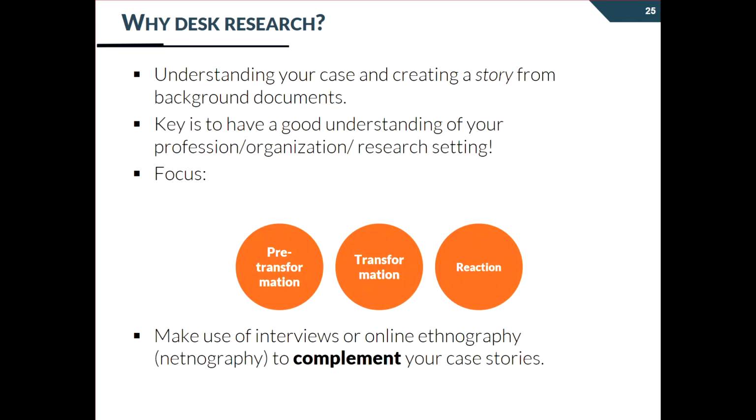And back to the three elements of the case story, aka the body of your report. The desk research will naturally be focused on the first two elements, so before the transformation and during the transformation. And then you're likely to fill up the gaps with interviews, get some extra information that you couldn't find online, as well as ask about their perception and reactions to the change.